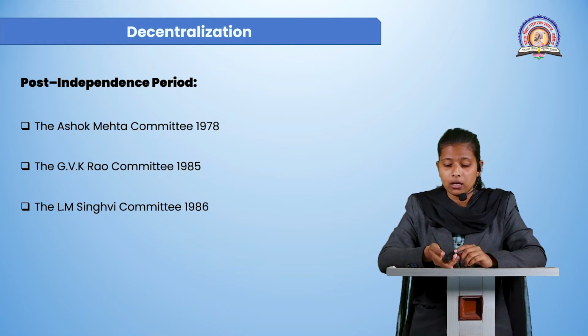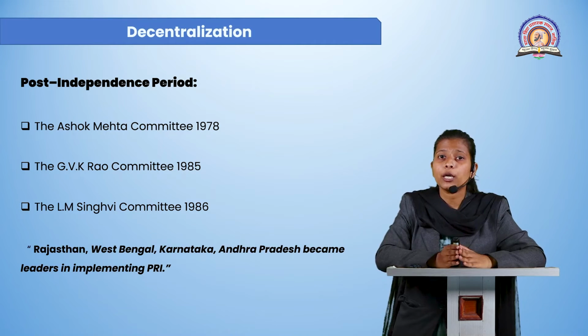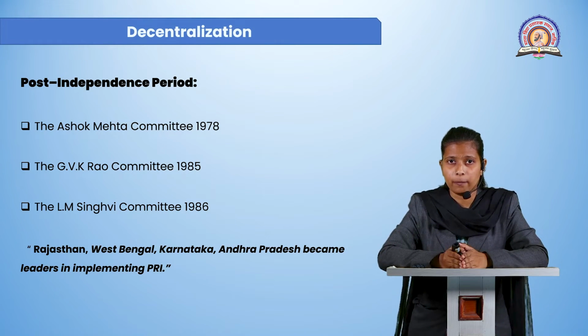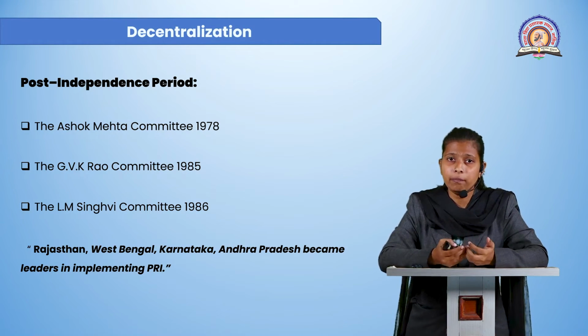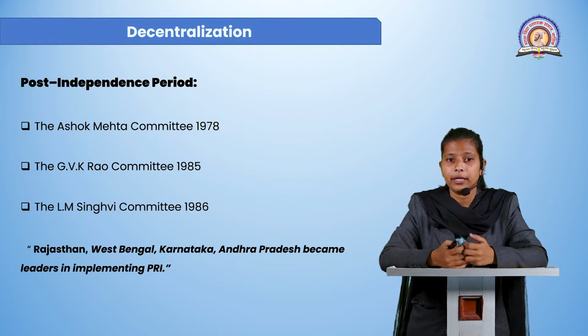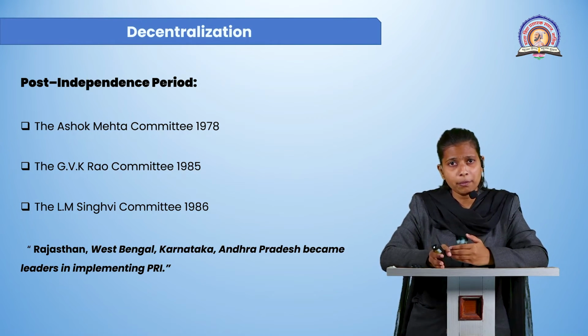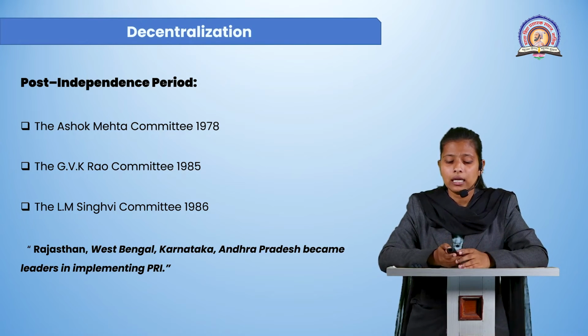So the first state which implemented the Panchayati Raj Institution was Rajasthan. In the Nagaur district, Rajasthan was the first state which implemented the 73rd amendment. After that, West Bengal, Karnataka, and Andhra Pradesh became leaders in implementing the Panchayati Raj Institution in India. So these were the committees.